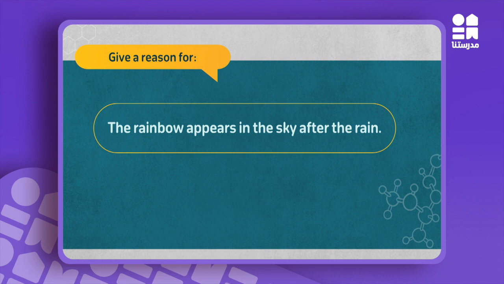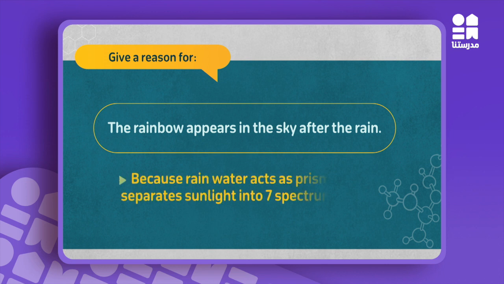Okay, now I give reason question. The rainbow appears in the sky after the rain. Why? قلناها because the rainwater act as prism. It acts as prism that separates sunlight into 7 spectrum colors.